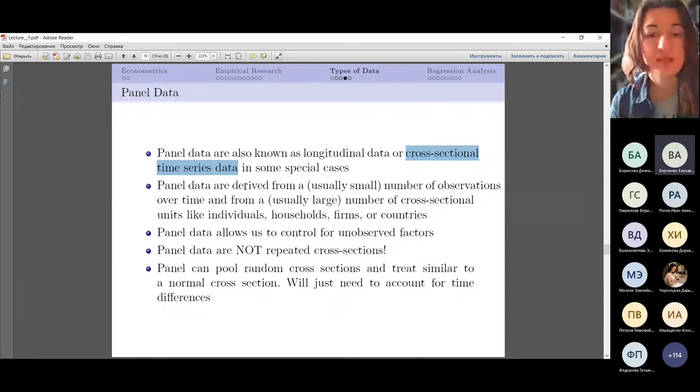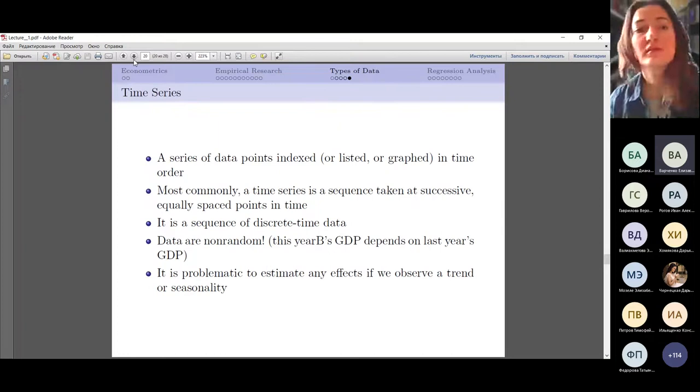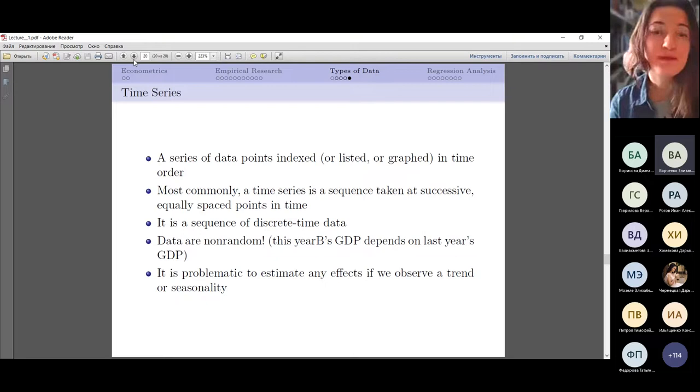And the last type of data is time series. Let's start with examples. For example, money supply, stock prices, iPhone sales figures, or the consumer price index. All of these are examples of time series data, if you collect this data for years, for months, maybe for days. In this case, a time series is a sequence.